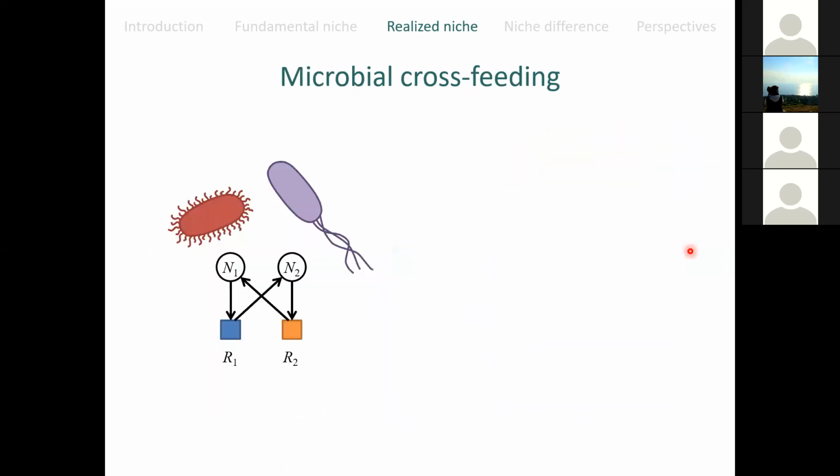Okay, so let's move on to another system where things are a little more symmetrical. So imagine you have two bacteria that are cross-feeding, which means that my first bacterial population N1 here grows by consuming R2 and N2 grows by consuming R1.